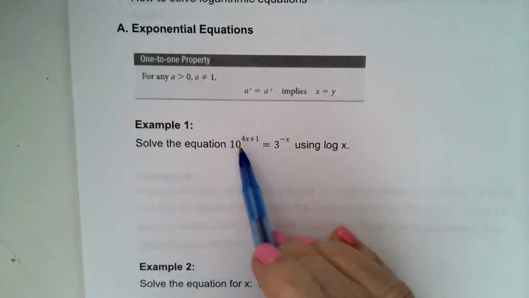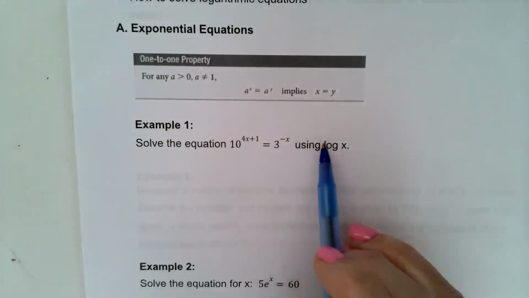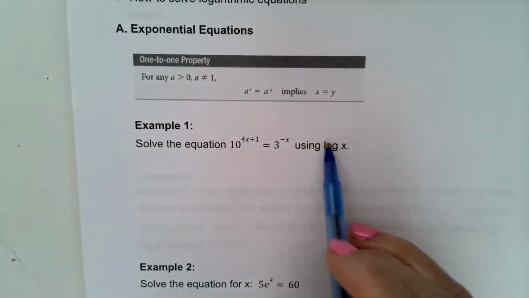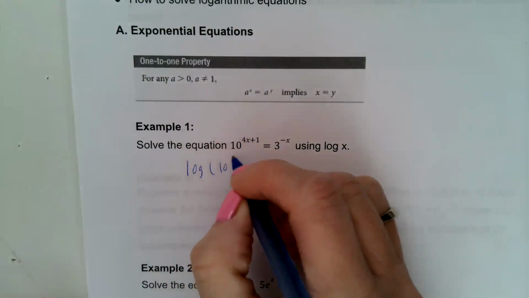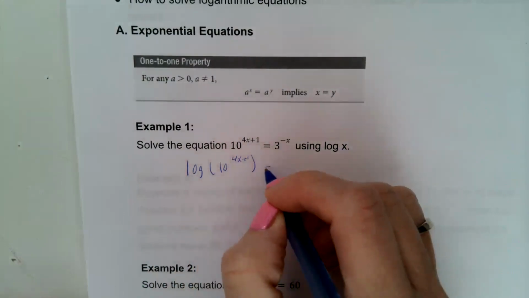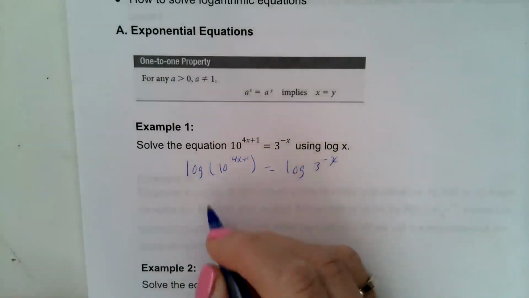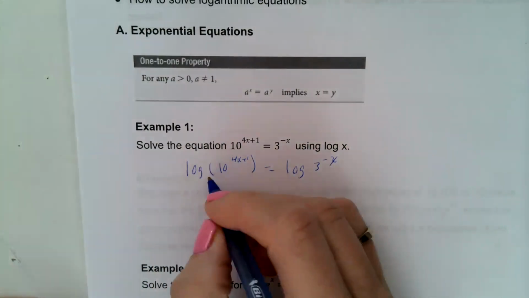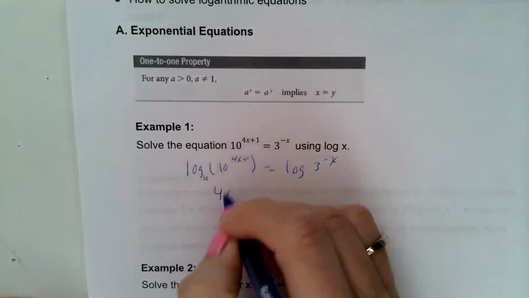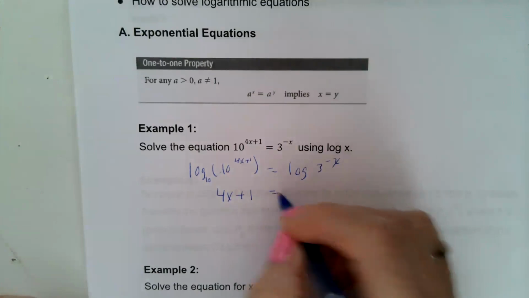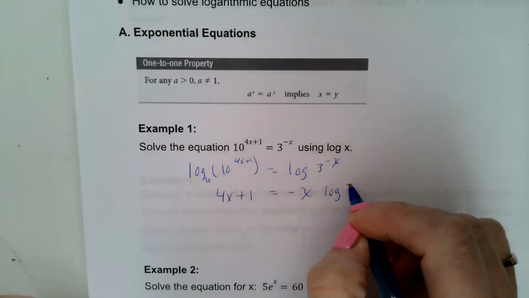Example 1. It says solve the equation 10 to the 4x plus 1 equals 3 to the negative x using log base 10. So if I take log base 10 of both sides, then because log is a natural base of 10, these cancel out and my 4x plus 1 comes out in front. So that is there. And then I have a negative x comes out in front of log base 10 of 3.